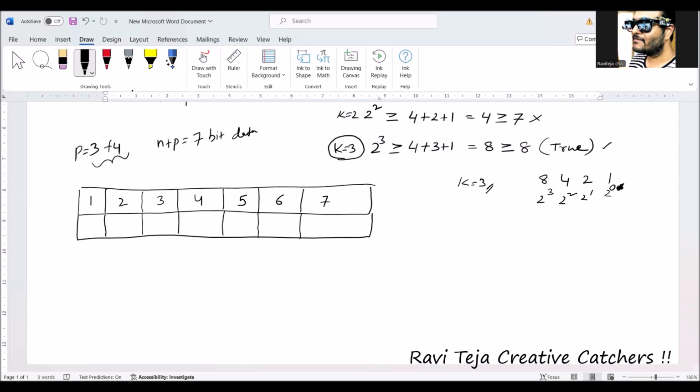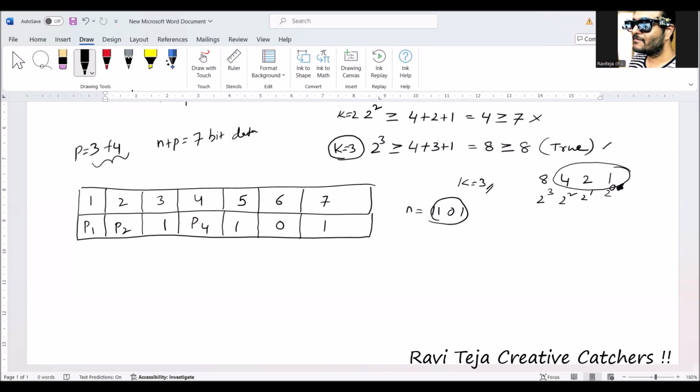Okay. So we need to consider first 3 bits, that is 1, 2, and 4. So the parity bits will be P1, P2, and P4. Okay. So what is the data given? N equal to 1101, right? So fill this data in the remaining empty boxes. 1, 1, 0, 1. Okay.